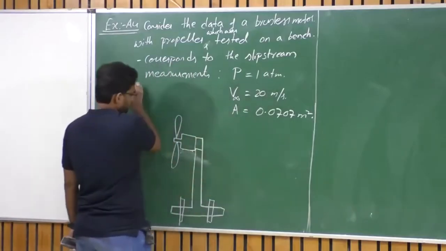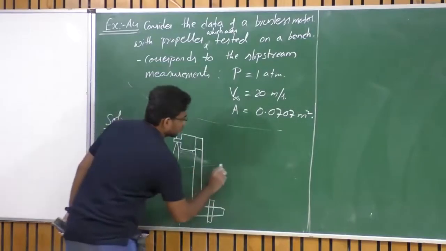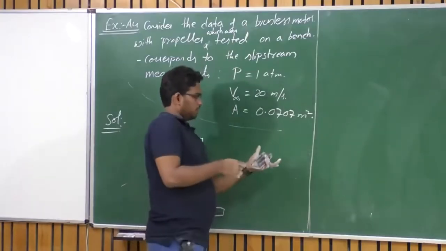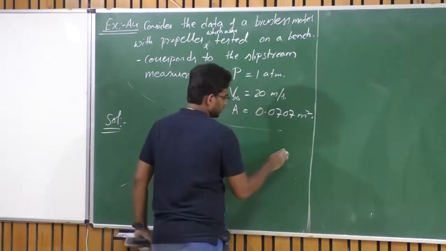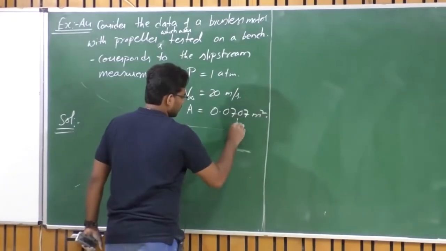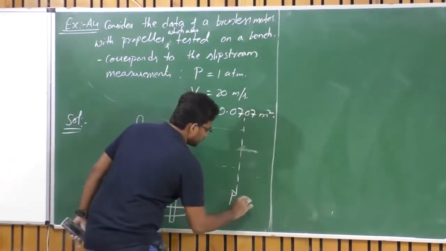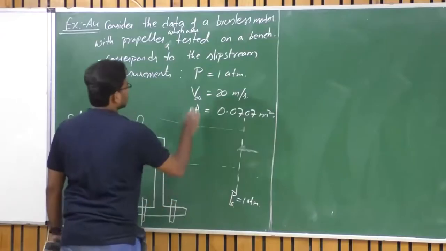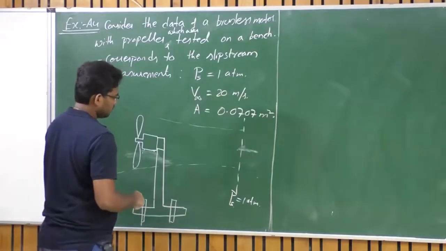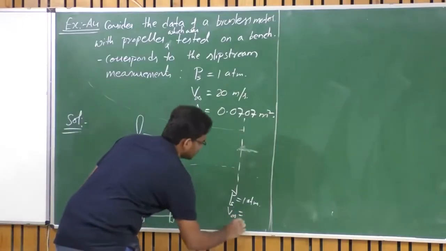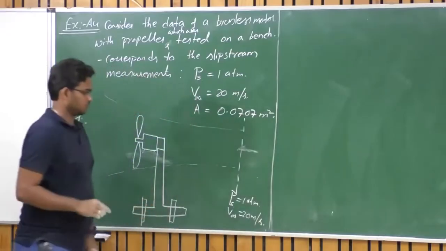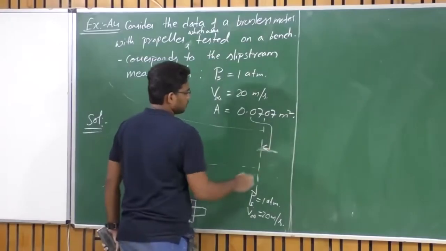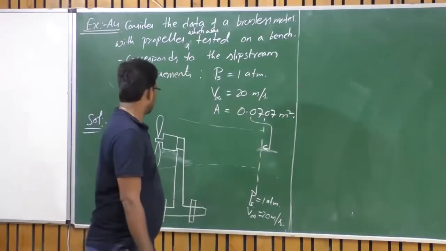And so, when this BLDC motor is operated, the propeller rotates, due to which there is a change in downstream conditions here, right? And it is identified at a far downstream. So let us say this is the location at which P is equal to 1 atmosphere, the static pressure, is measured here. And V infinity is equal to 20 meters per second, right? And the corresponding area of effectiveness is about 0.707 meter square.